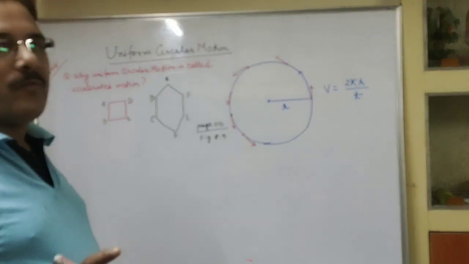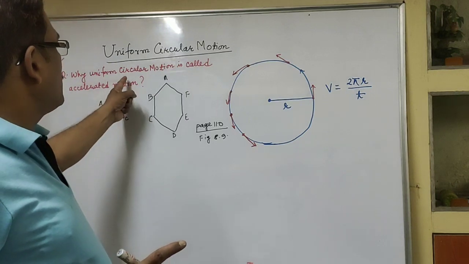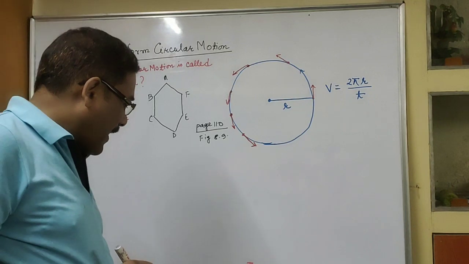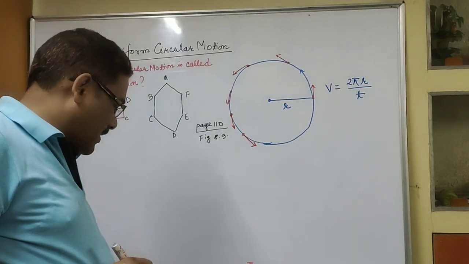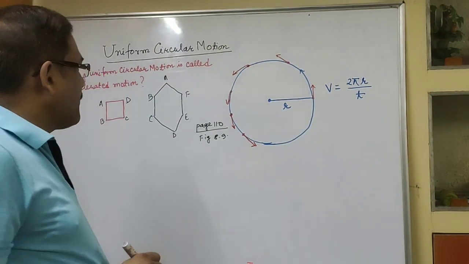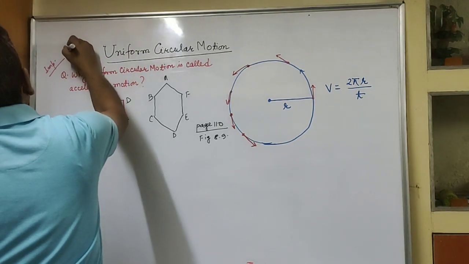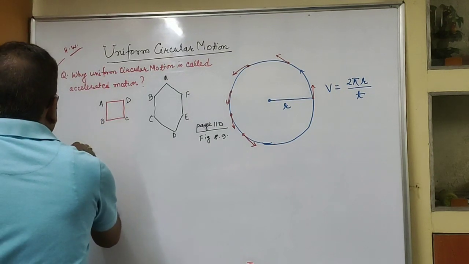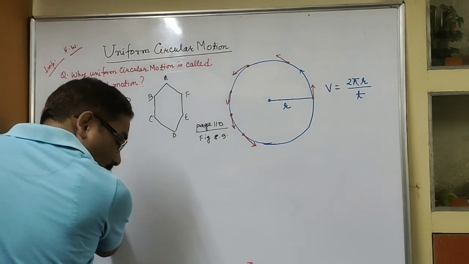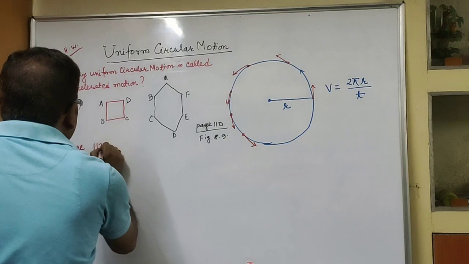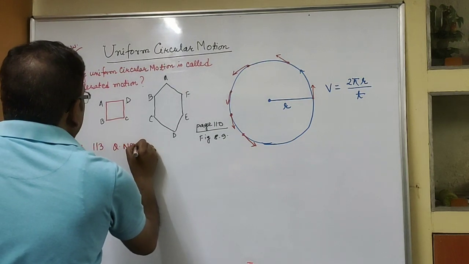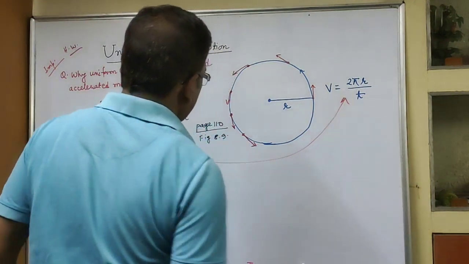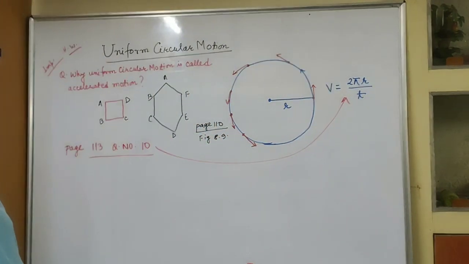Now it is your homework to write the answer of this question, why uniform circular motion is called accelerated motion, and there is a numerical based on it. That is the last question. These are homework. Then page 113, question number 10. This question is based on this formula, and these two questions are homework.